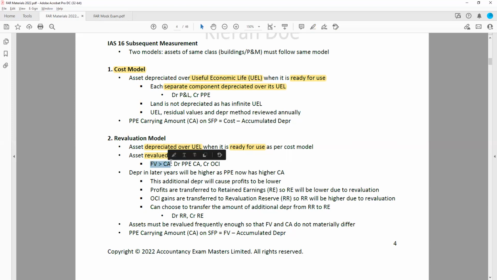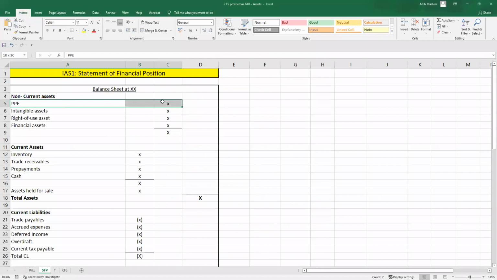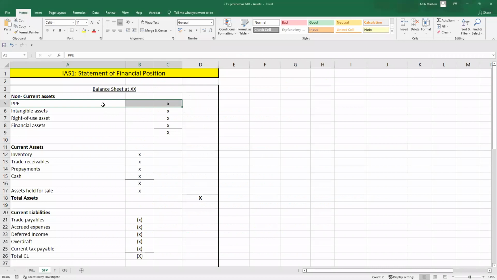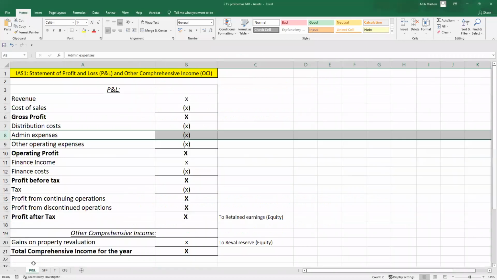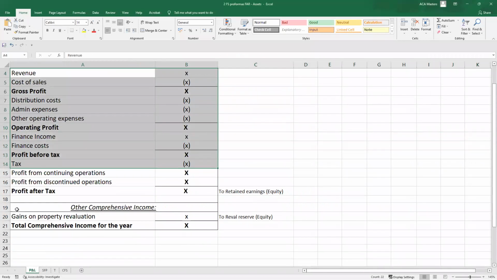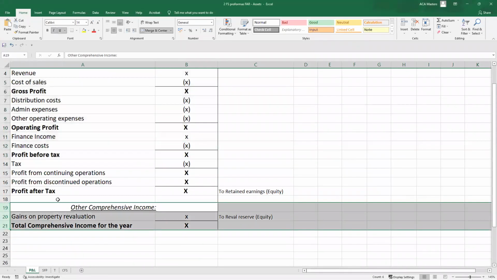So if its fair value is higher than its carrying amount, then we'll increase the PPE up to fair value. So we'll increase PPE by debiting PPE. Now the credit, so we've got an increase in an asset here, so usually that would result in a credit in the P&L, but the credit is recorded through other comprehensive income.